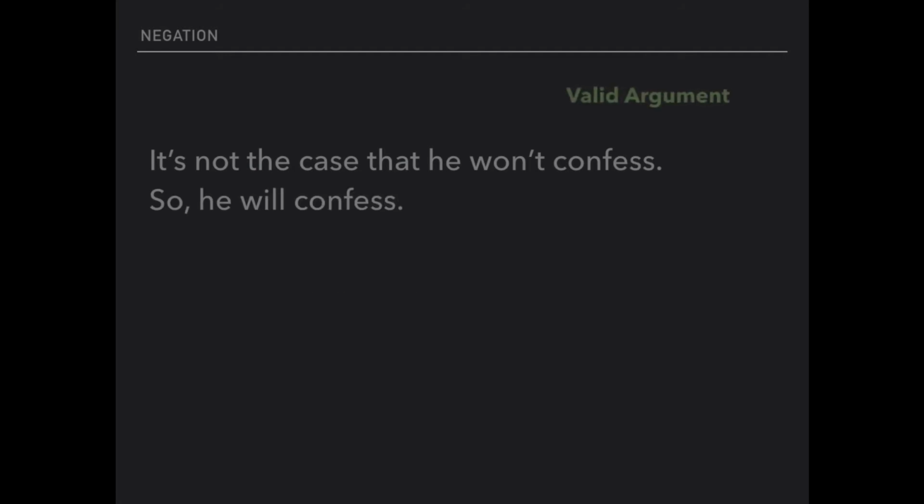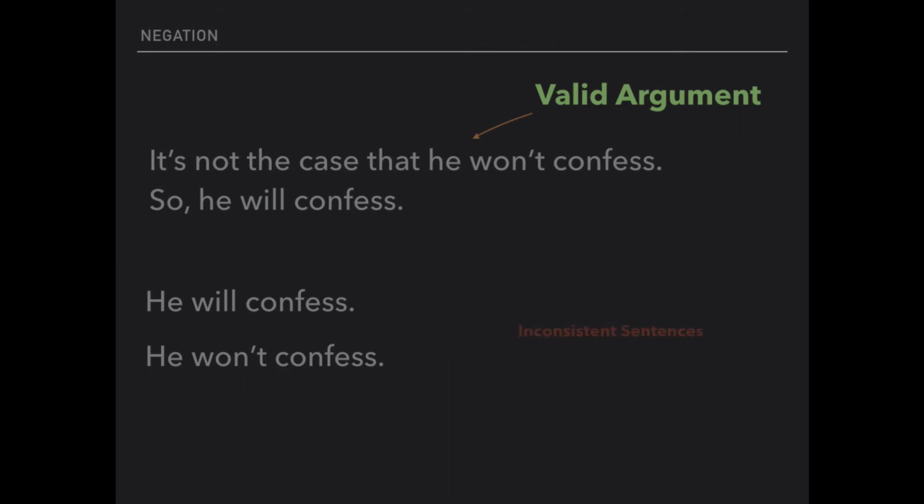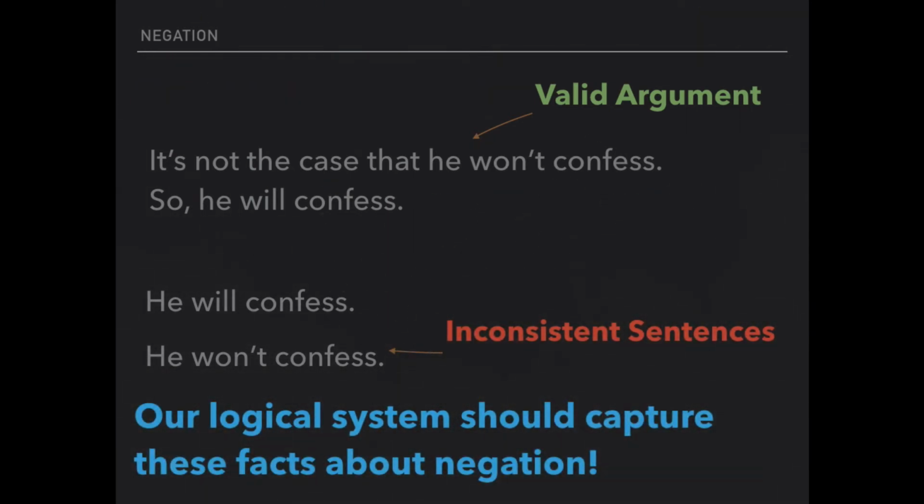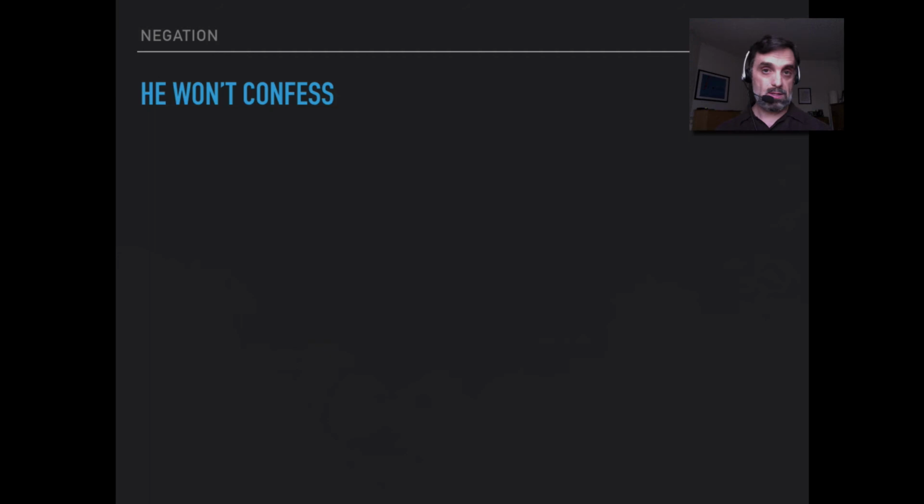So it looks like not has some important logical properties. We have this argument, and it's a valid argument. And we have these two sentences, and they're inconsistent. Our logical system should capture both of those facts and other facts about negation. So we're going to want to add some way of handling negation to our language.